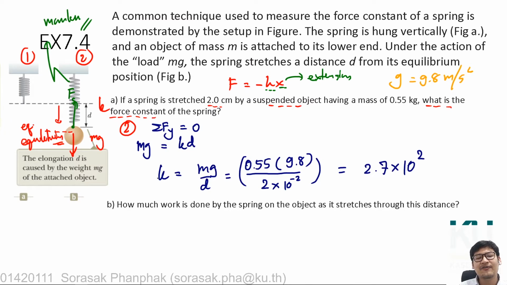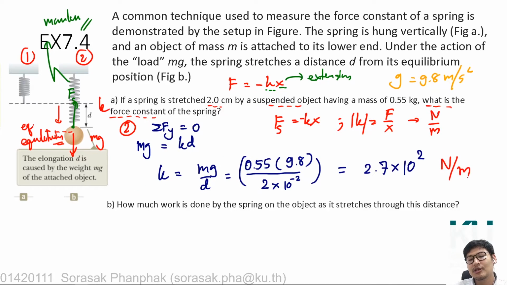What is the unit of the spring constant? Since you know F equals kx, and if you talk about the restoring force, it's minus kx because it points in the opposite direction of the displacement, and k is F over x. If you only consider the magnitude, you can just ignore the minus sign. So the force is in Newton, and x is the length, so the unit is meter. So the unit of k or spring constant is Newton per meter.